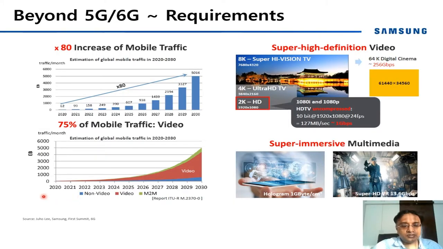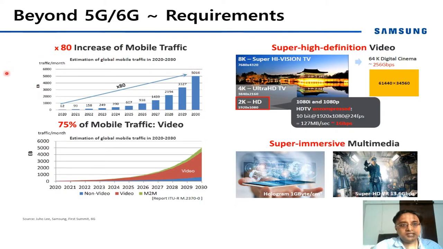Based on some market research on how mobile traffic would be increasing in the next 10 years, today, in 2021-2022, we are around 2000 exabytes of traffic per month. And it is expected to go up to 5000 plus exabytes per month. If you compare from 2020 to 2030, that's the typical scale of 5G to 6G, about an 80 times increase in mobile traffic. These are data from active market research reported by ITU as well. And so that is one of the most important requirements in terms of enhanced mobile broadband.